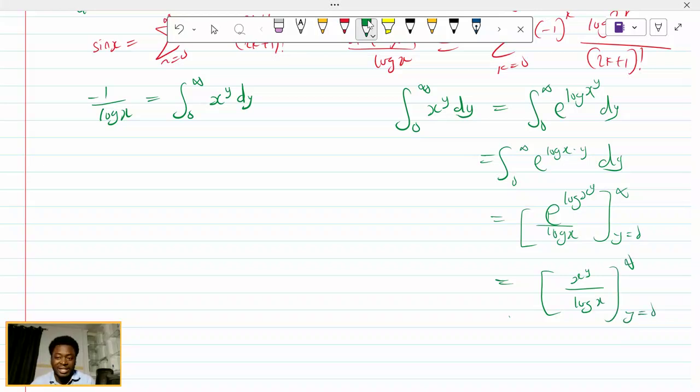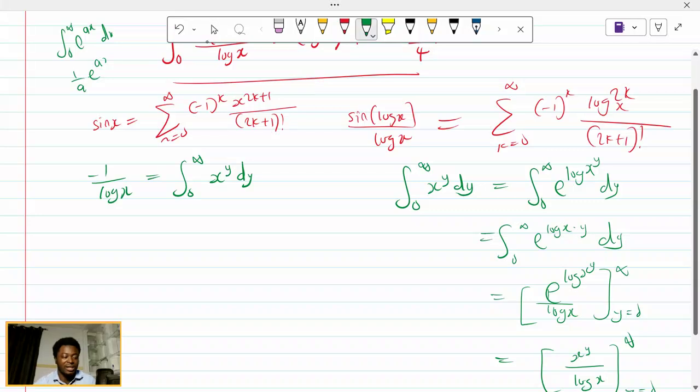Now, notice here that x lies between 0 and 1. That is the most important concept here. If x lies between 0 and 1, when y goes to infinity, x to the y goes to 0. So the first term would be 0 minus 1 over log x. Now, when y is 0, you have 1 over log x. So this has proven what I claimed, that negative 1 over log x is actually equal to the integral from 0 to infinity of x to the y dy. So that is that for you.